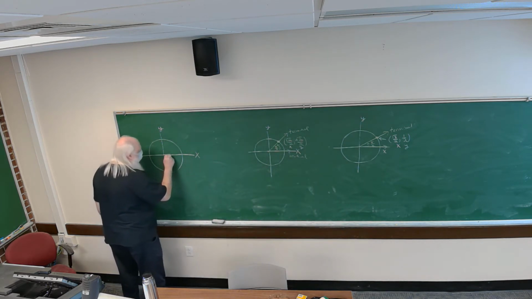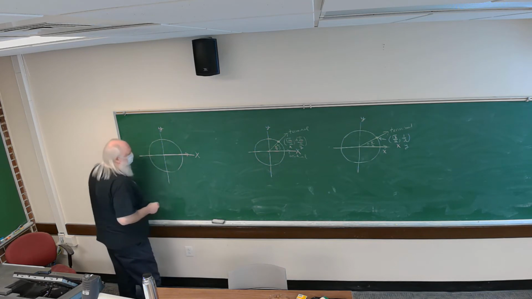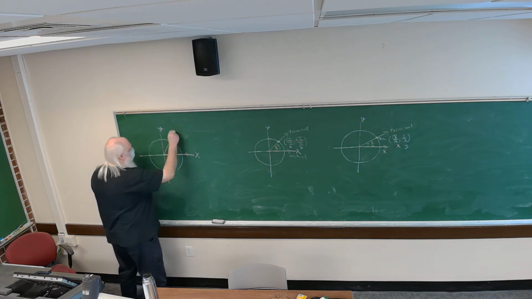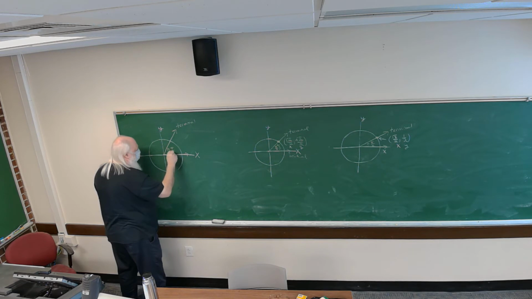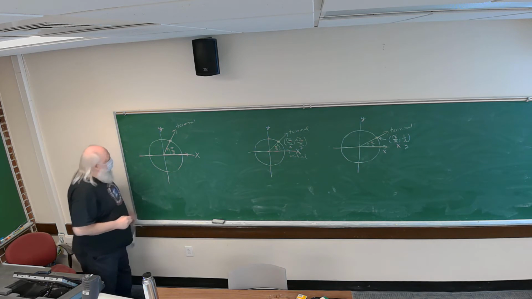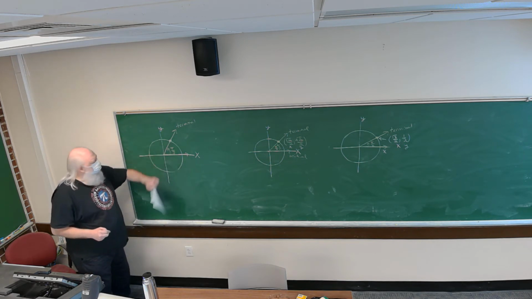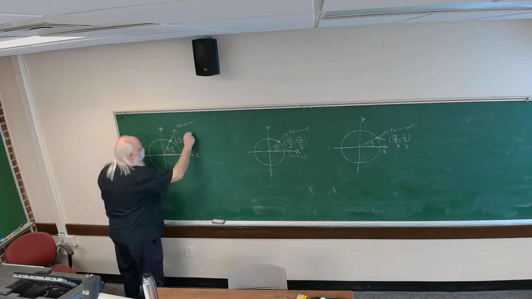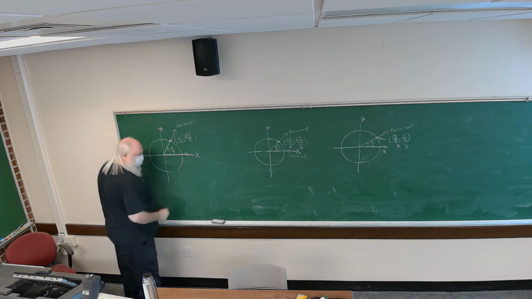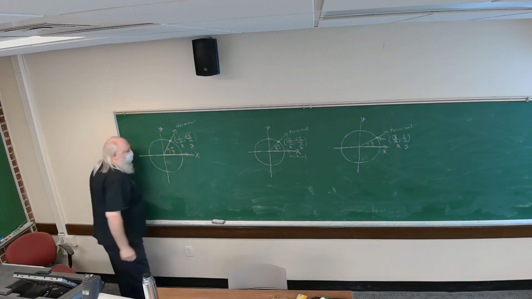Here's the initial side again. It's always along the positive x-axis. Here's the terminal side. Here's the angle pi over 3 radians. Here's where the terminal side crosses the unit circle. And at that point, the x and y coordinates are 1/2 and square root of 3 over 2. The x coordinate is 1/2. The y coordinate is square root of 3 over 2.